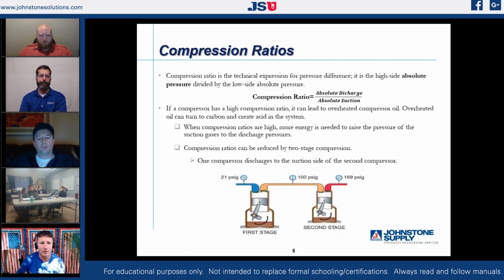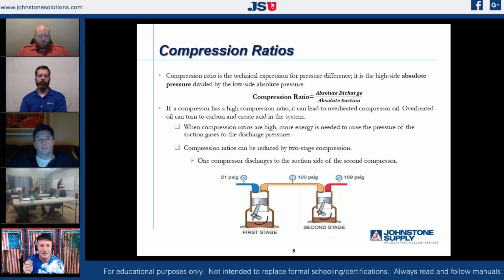So if we look at how a compressor is designed, compressors are designed with a compression ratio. And so compression ratio is the technical expression for a pressure difference. It's the high side absolute pressure divided by the low side absolute pressure. And remember, with our gauges, when we zero our gauges, we're doing what? We're zeroing to atmospheric pressure. So we have to adjust to be able to get to our true absolute pressure, not atmospheric pressure.